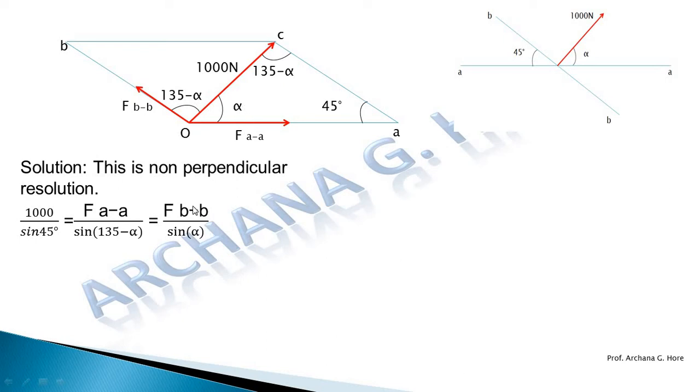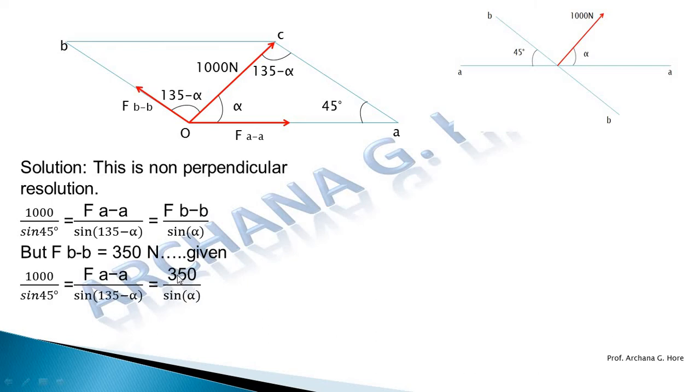Now in the numerical, the FBB component is given as 350 Newton. Put that value in the above equation. Now we see the unknowns are alpha and FAA. We want to find out alpha as well as the component FAA. Both are unknown, so by one equation we can't find two unknowns. So by equating these two, next to this and this.